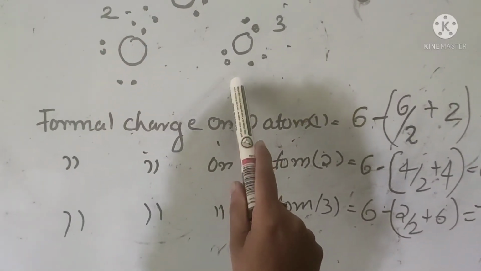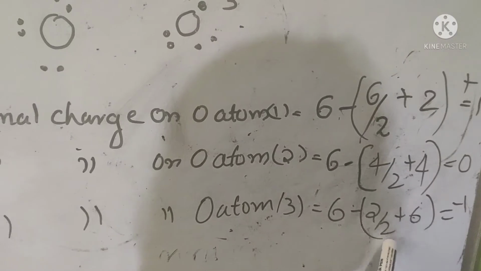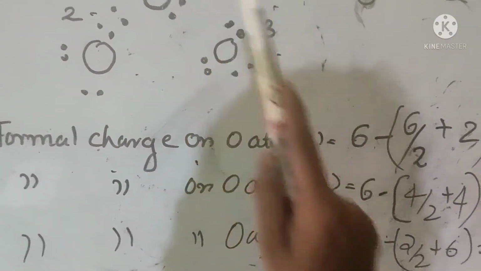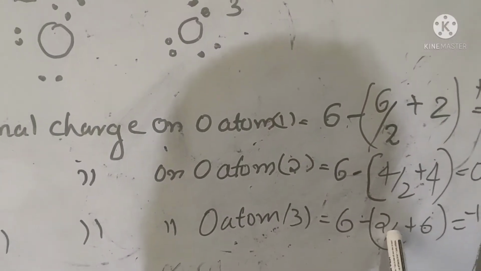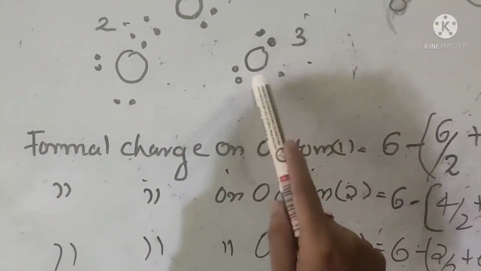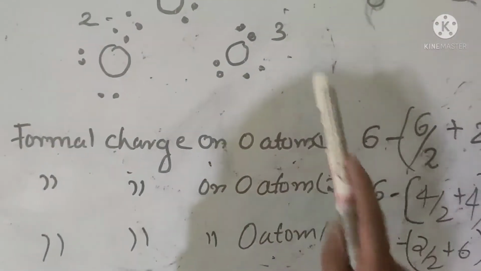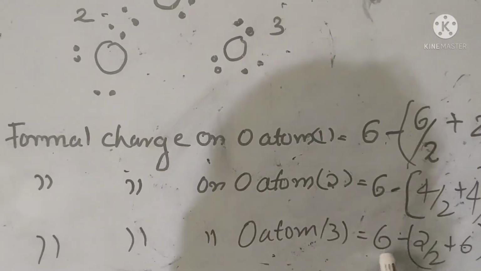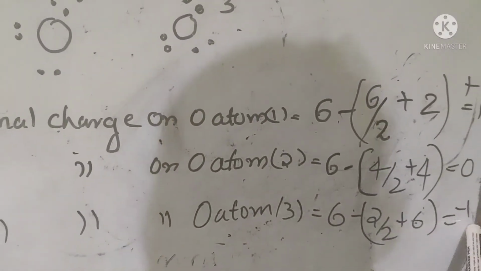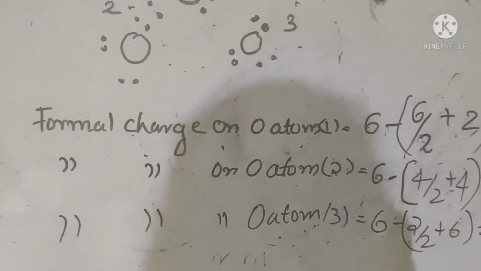Charge on atom 3. That is 6 minus half of the bonding electrons. These are the bonding electrons, that is 1, 2. Plus the non-bonding electrons, 1, 2, 3, 4, 5, 6. These are the non-bonding electrons. Plus 6. 6 minus 2 by 2 plus 6 equals negative 1. This is the formal charge on oxygen atom 3.